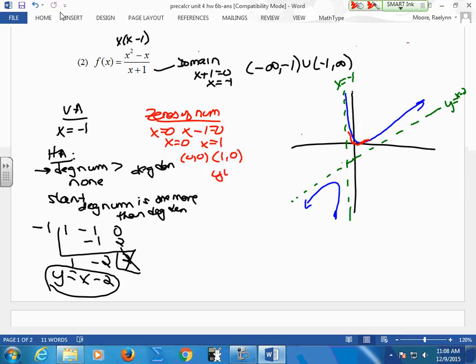My y-intercept, don't forget to give me your y-intercept. Take out your x values. So I'm 0 over 1. My y is 0. And clearly that makes sense if I used an x of 0. Okay? And do we have max and min here? Yeah. We have max and min. If they're tilted like this, we have a max and a min.